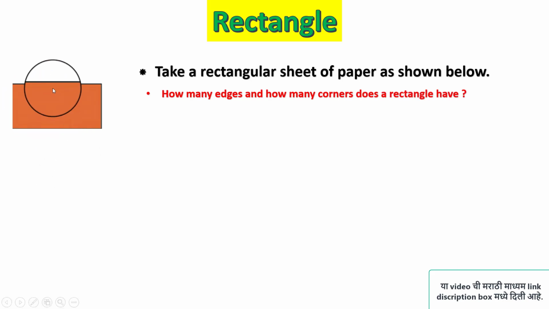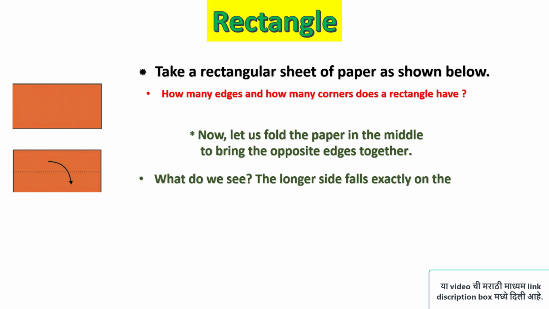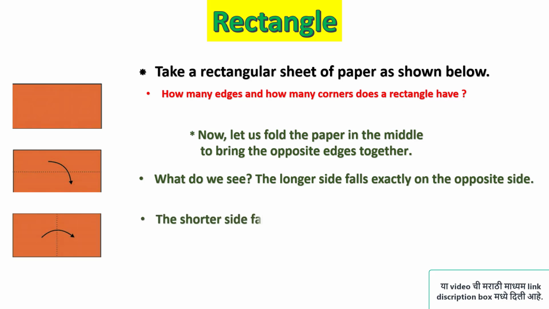Look at this picture. First we find out the edges of the paper. This is the first edge, 1, 2, 3 and 4. It means 4 edges and 1, 2, 3 and 4 corners. Now let us fold the paper in the middle to bring the opposite edges together. What do we see? The longer side falls exactly on the opposite side. The shorter side falls exactly on the side opposite to it.